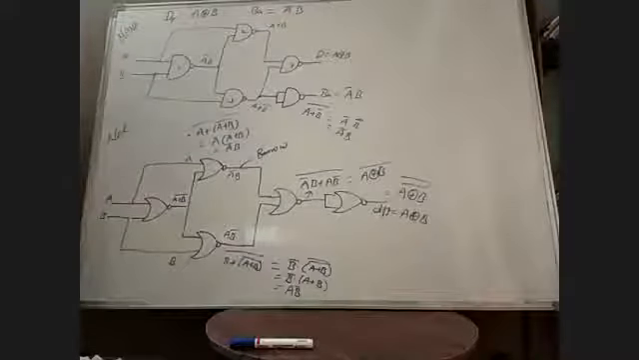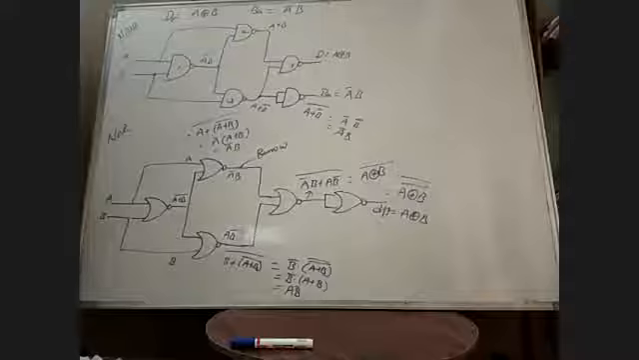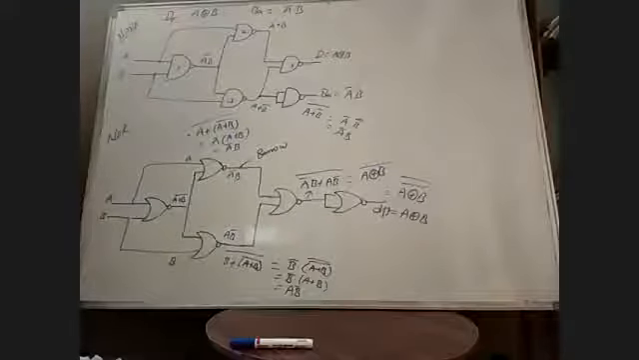Now any doubts up to here? We have verified what is half subtractor and what is half adder. Half adder is nothing but it is performing the addition of two binary bits. Half subtractor is nothing but it is performing subtraction of two binary bits. Did you note it down?